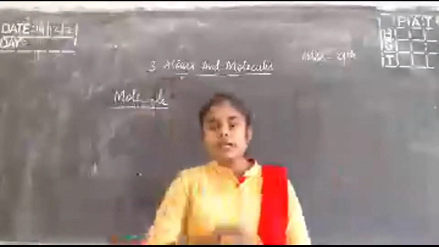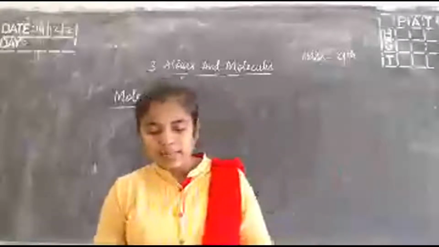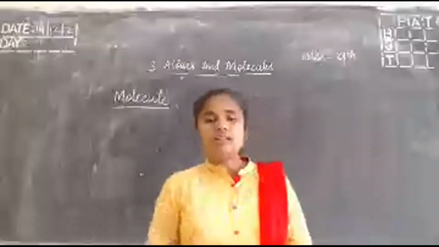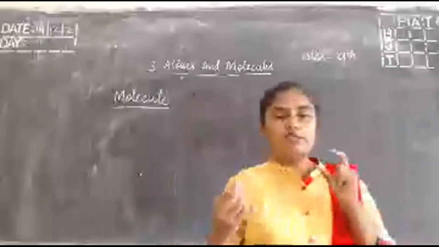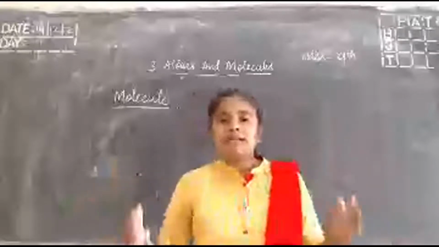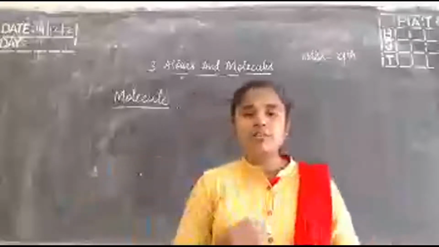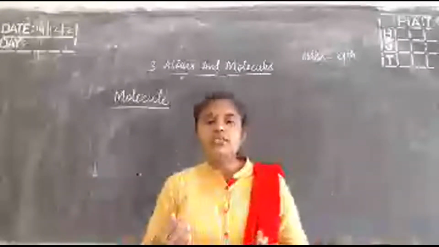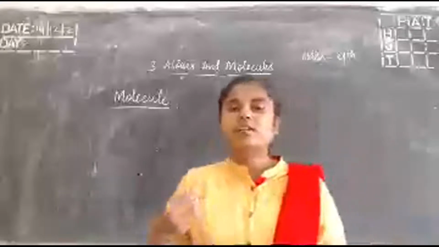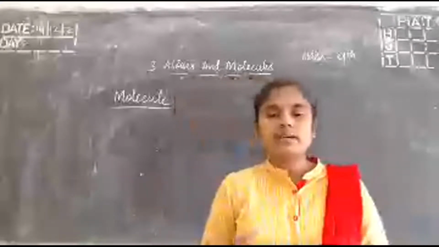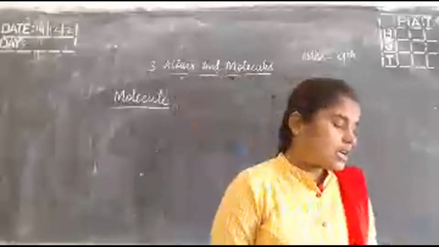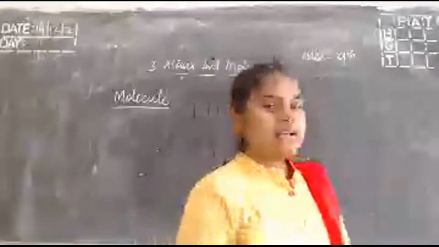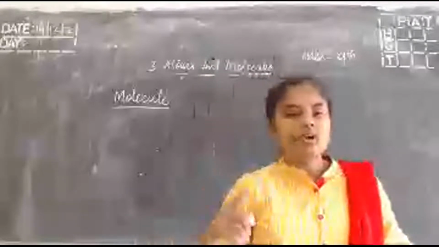I'll explain how that could be an element: it is capable of independent existence and shows all the properties of that substance. So it can be defined as the smallest particle. Obviously, particle means atoms. Those atoms may be either 2, 3, or sometimes more. Those combined together form the molecule, which has the capability to show all the properties of the substance, and they can exist independently. So I have said here the smallest particle of an element or a compound.